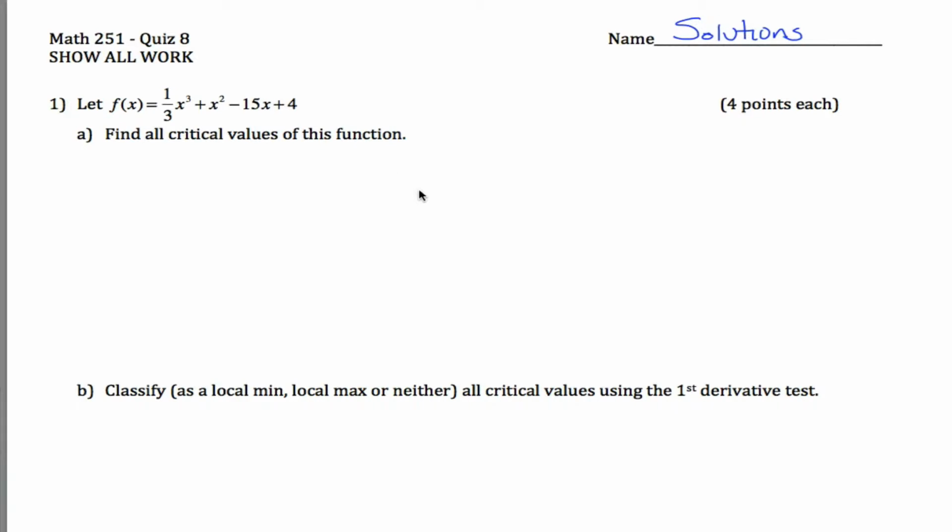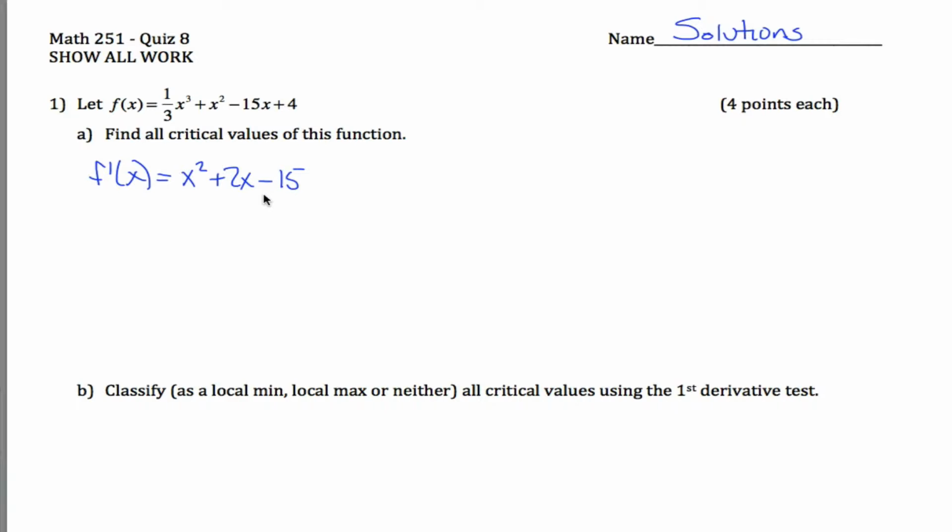For quiz 8 for Math 251. Critical values quiz. You're given a function and first asked to find the critical values of the function. To find the critical values, you need to first know the first derivative. Since this is just a polynomial, it's not too hard. What we end up with is 1/3 times 3, which is just 1, x squared plus 2x minus 15.